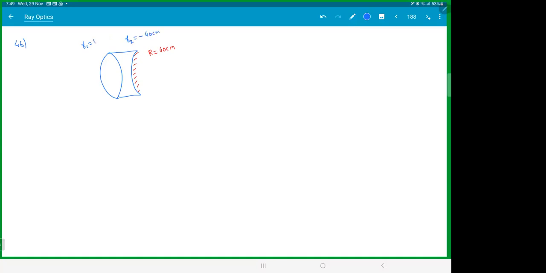This is 10 centimeters. Be careful. Sometimes they won't give the sign. They will say focal length of a biconvex lens is 10, focal length of a biconcave lens is 40. So you need to understand there's a minus sign. They will not mention it every time. And there is an object here at a distance x. Find x if the final image forms on the object itself.